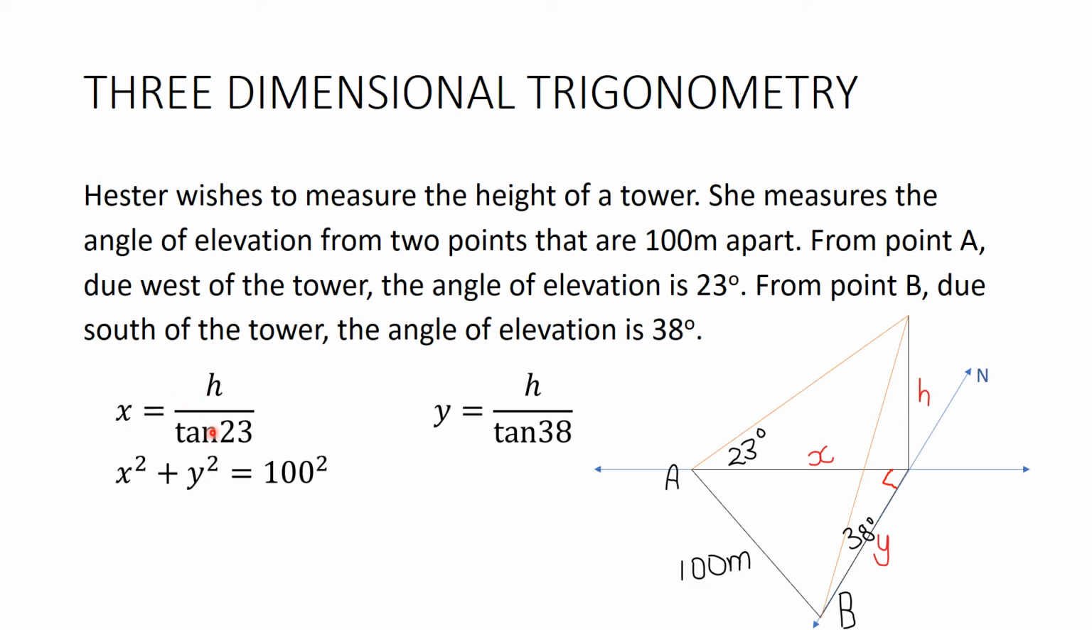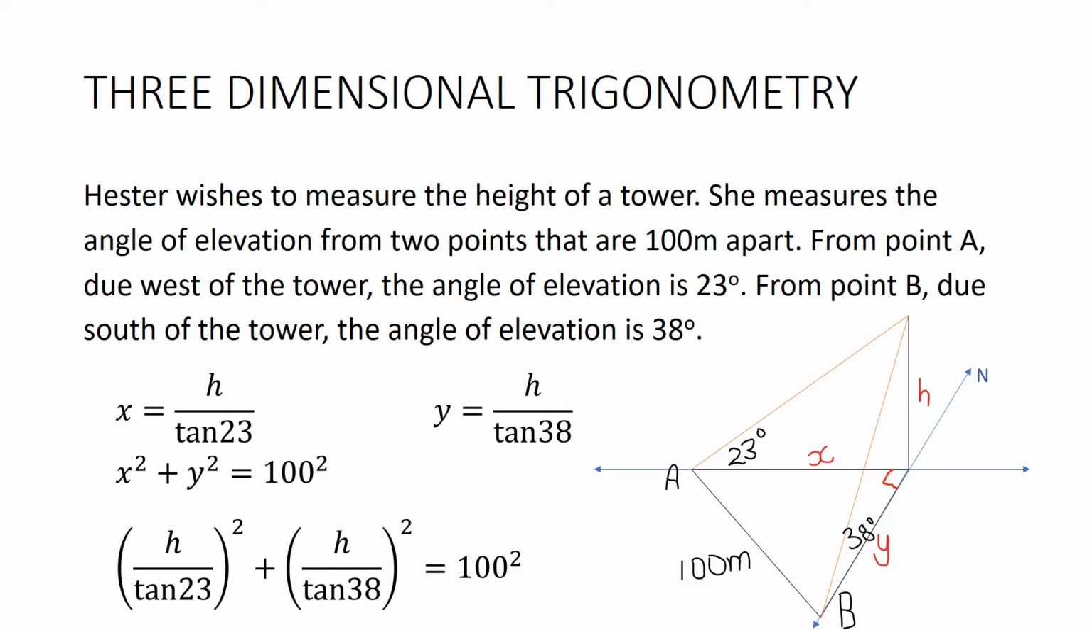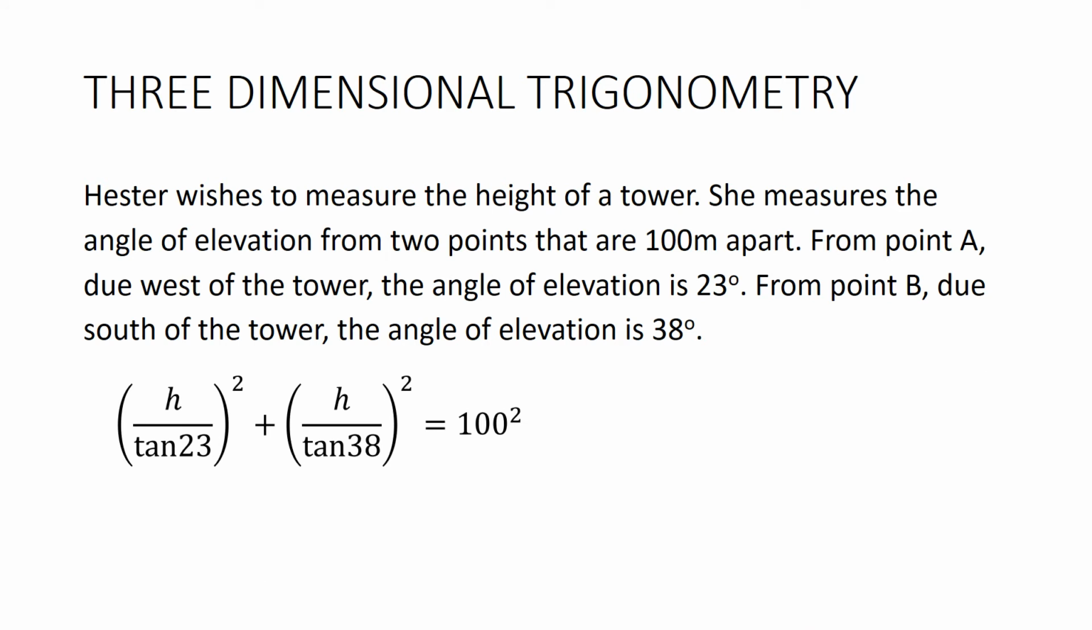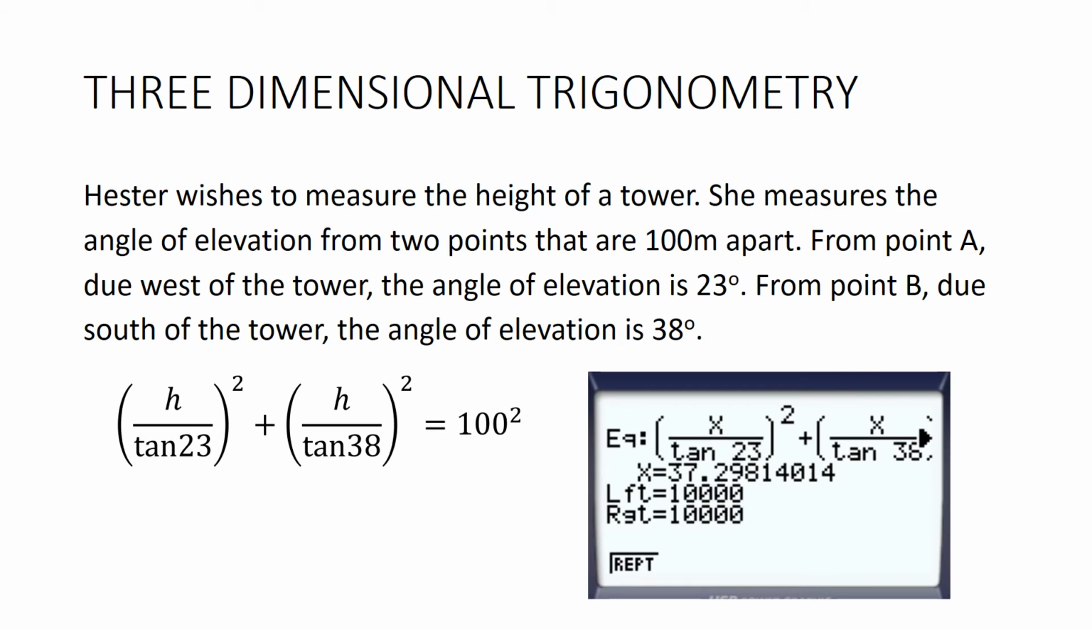I know what x is, it's that. I know what y is, it's this. So substitute that in. And now we've just got to solve this. But we're going to use the graphics calculator to solve it, which is going to be very nice. So we're going to do equation solver. It's a bit of a pain in the neck to put in. You put in x over tan 23 and square it, plus x over tan 38, and then square it, equals 100 squared. When you press solve, you get 37.3. And so the height of the tower is 37.3 meters.